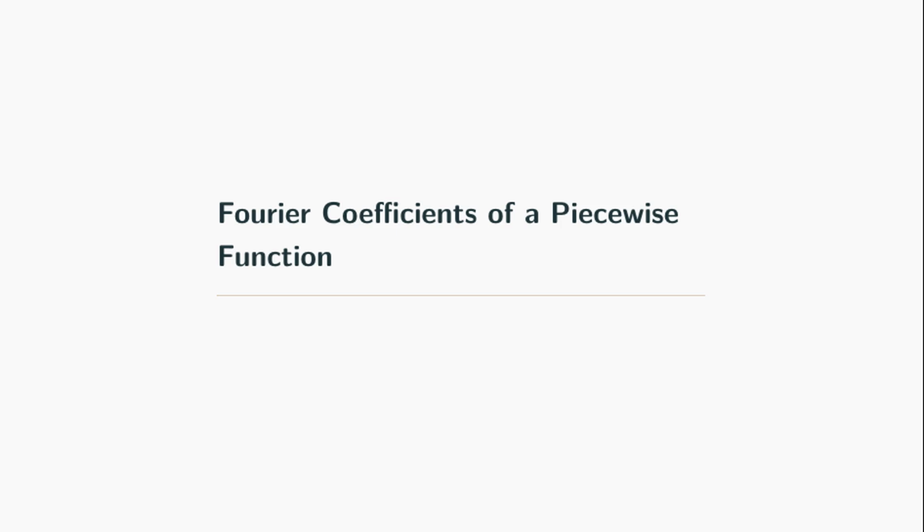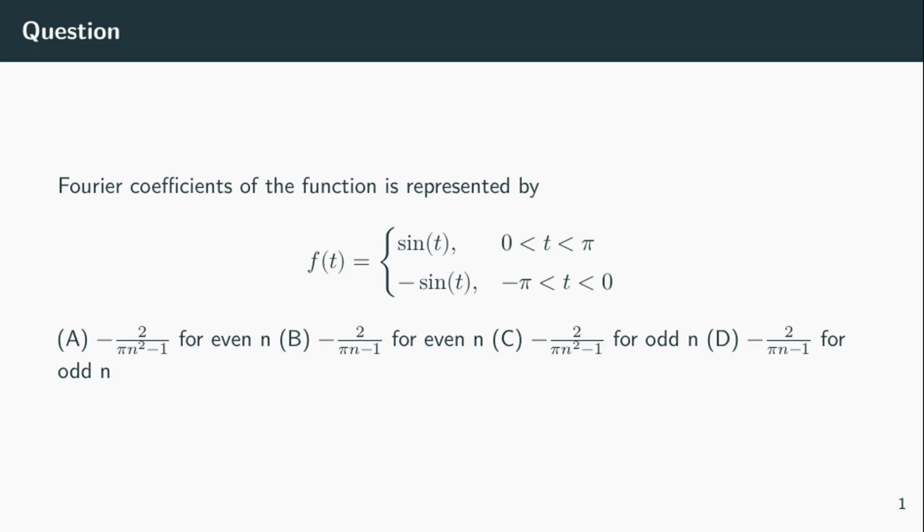Okay, let's go through the Fourier coefficients of this piecewise function. Alright, today we're looking at finding the Fourier coefficients for a specific piecewise function. The function is given by f of t, which is defined in two parts. It's sine of t when t is between 0 and pi, and minus sine of t when t is between minus pi and 0.